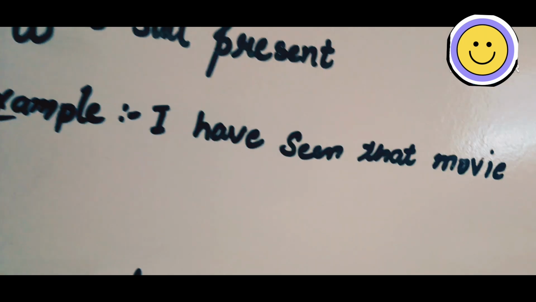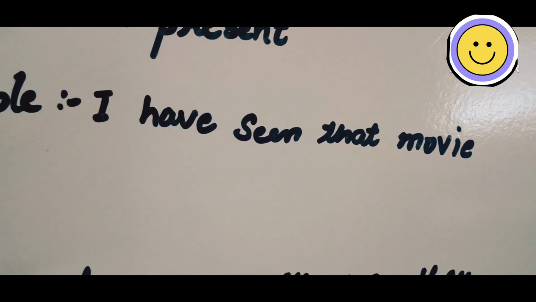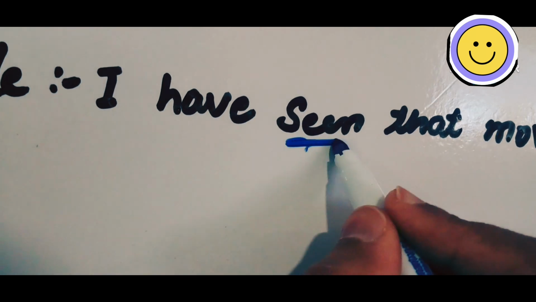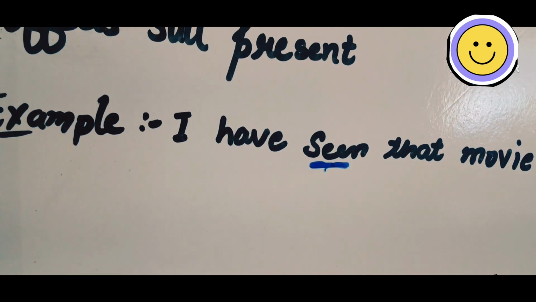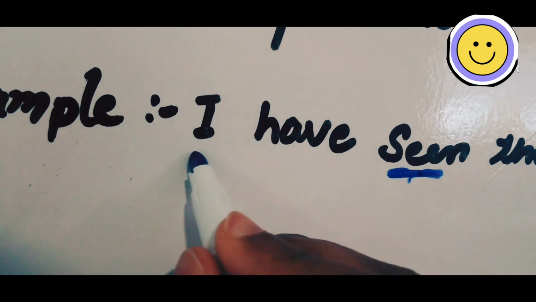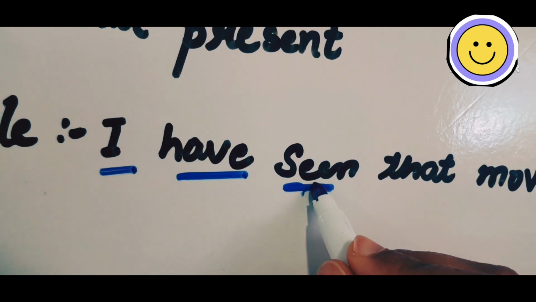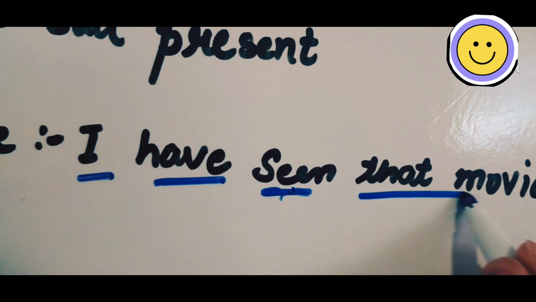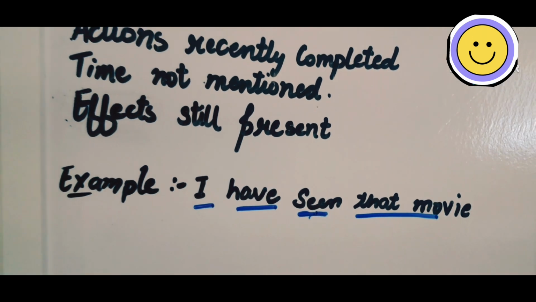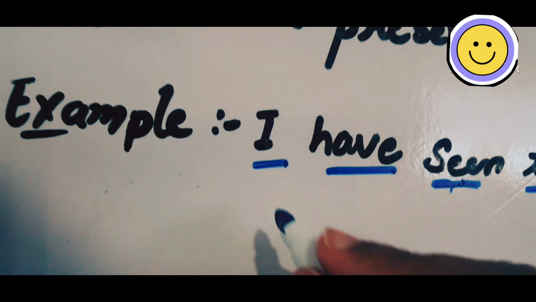For example, I have seen that movie. The verb is see and the third form is seen. So this is our subject, this is the helping verb, this is our verb in the third form, and this is our object. Let's try something else.